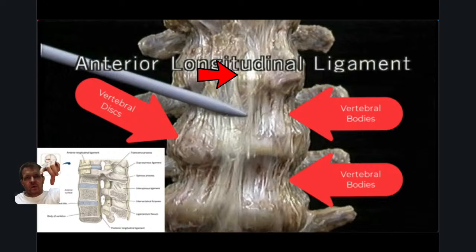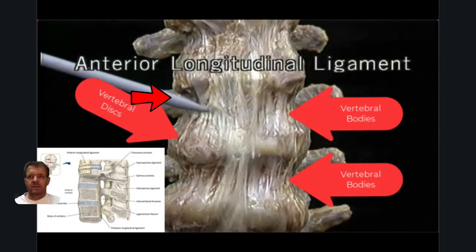Okay, so if you think about the kind of movements this one might prevent, if you forward bend, this one is going to get shorter, so it won't have any impact on flexion. But what it will do is if you extend, that's going to tighten up the ligament. So it will reduce the hyperextension of the spine.